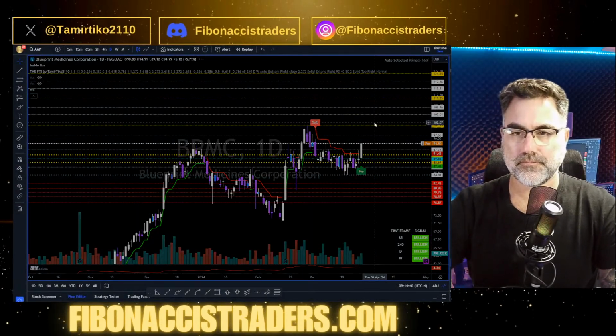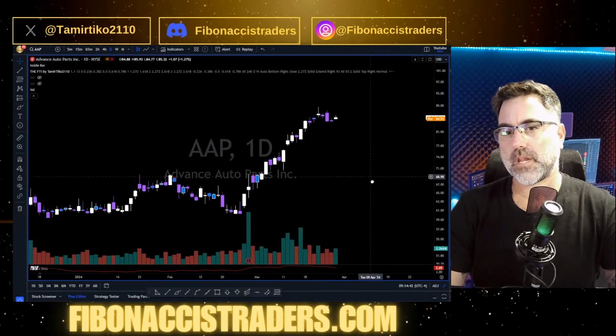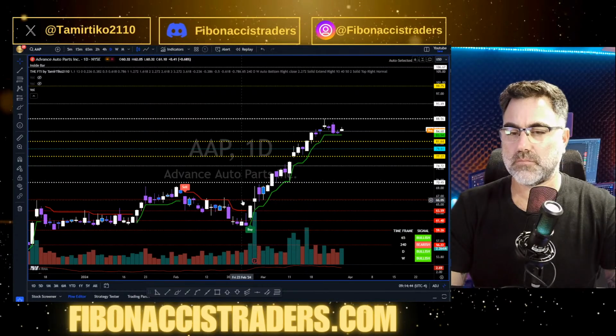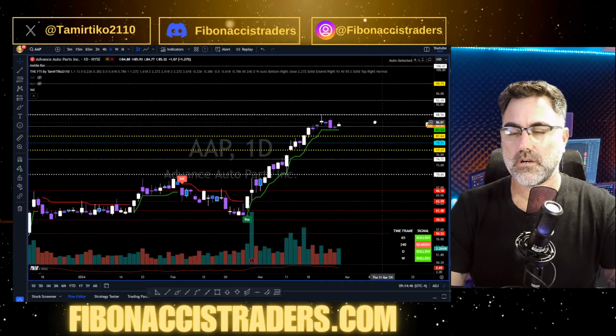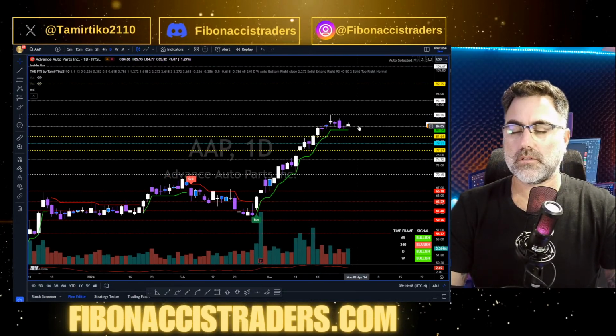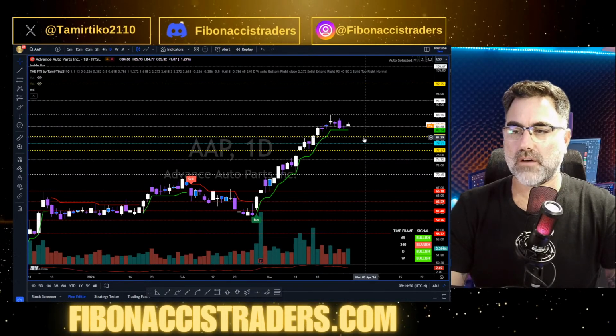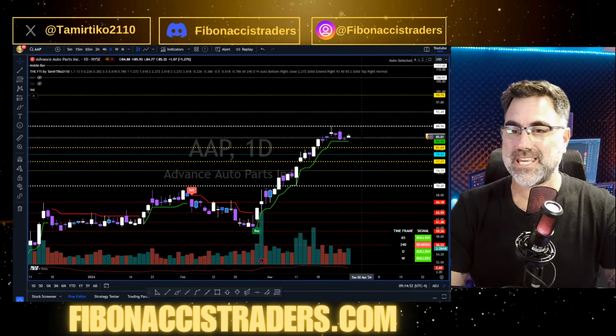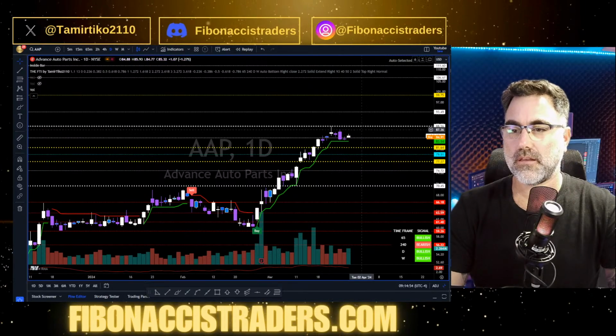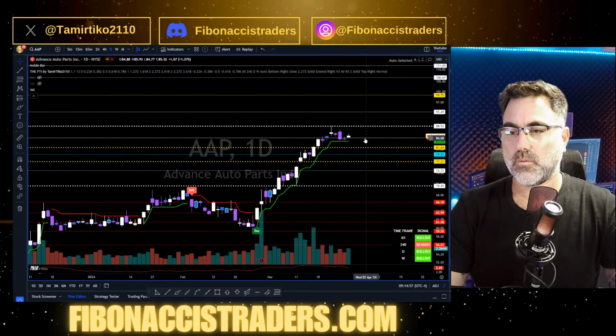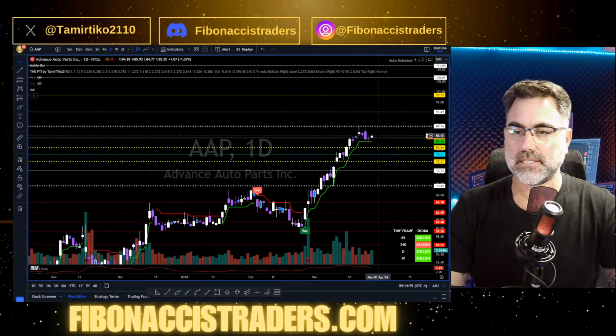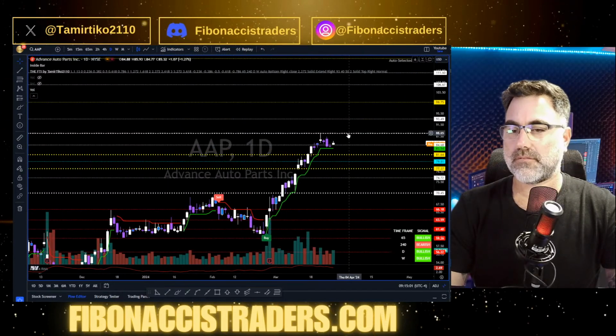AAP. Moving sideways after this bull run. Bulls took time off. As long as you are above the yellow zone, you are good to go. If you are not long yet, I would wait to see a weekly close above 84.60 or above 88.